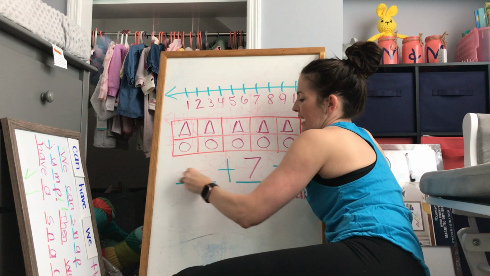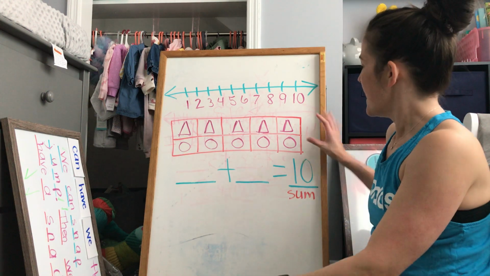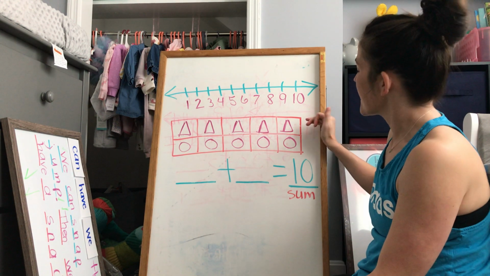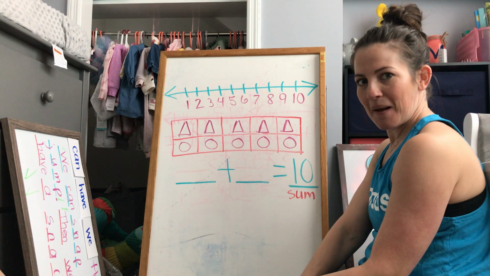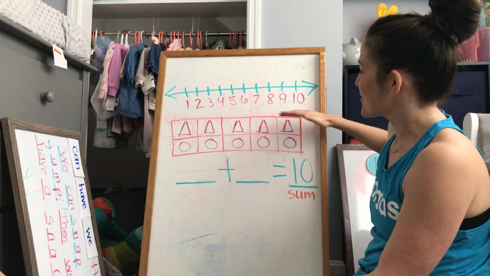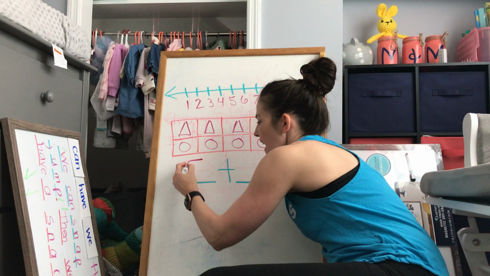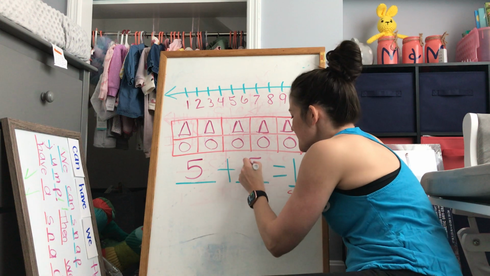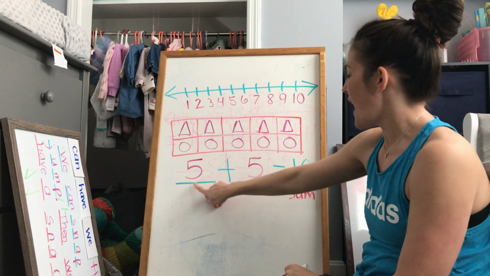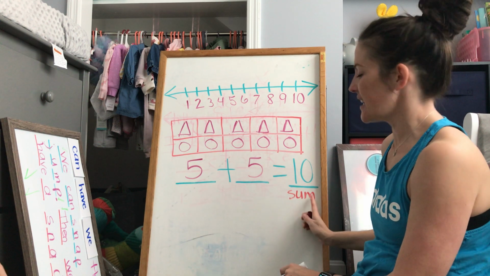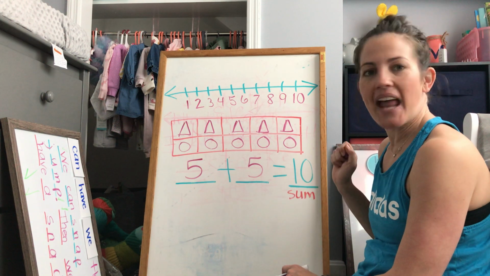So this one for my eyes is so easy because I know something about a 10 frame. If there are 10 squares, there's 5 on the top and 5 on the bottom. What do you notice? I see 5 triangles and 5 circles. So 5 plus 5 equals 10. Let's read. 5 plus 5 equals 10.